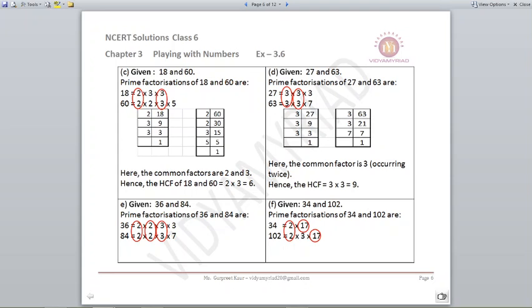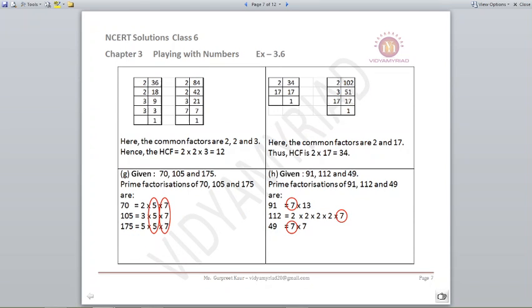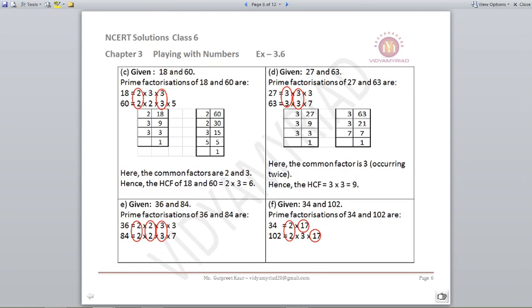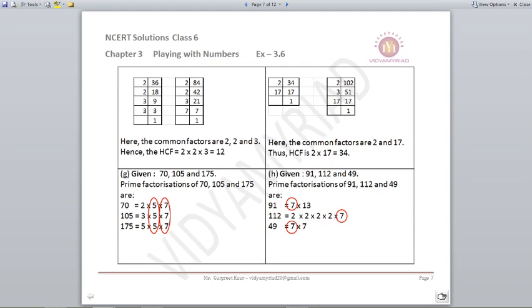Next we have numbers 36 and 84. Let me just show you. Now 36 and 84, again they are even numbers. Try doing it. You have to solve it separately. And when you solve it, you get 36 as 2 into 2 into 3 into 3 and 84 as 2 into 2 into 3 into 7. In both the cases, you have 2 2's and 1 3 common. So what does it mean? We have 2 into 2 into 3. That means HCF becomes 12.